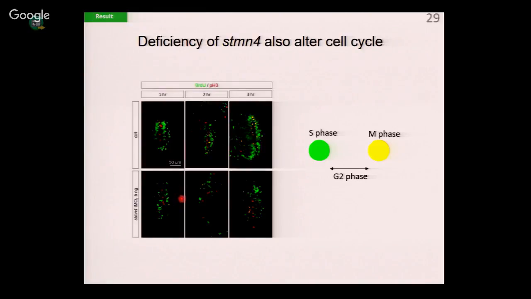First, we can take a look at the control treatment, and we can find that yellow signals are shown at 2 hours after the S phase. However, in the STEM4 knockdown treatment, the yellow signal showed up later, 3 hours after S phase. In order to calculate the G2 time duration, the authors quantified the result.